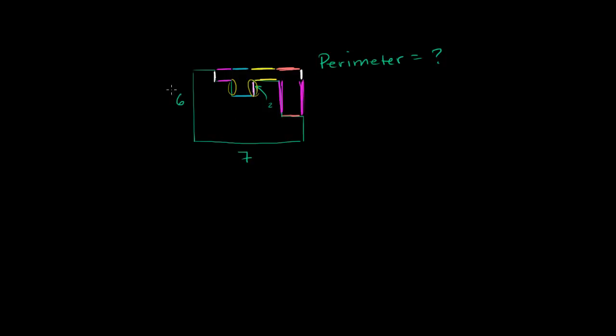So at least just counting everything else, I have 7 plus 6. Let me say 7 plus 6. All of these combined are also going to be 7 plus 7. And then all of these combined are also going to be 6 plus 6. And then finally, I have this 2 right here that I haven't counted before. This 2 plus this 2 plus this 2. And then we have our perimeter. So what does this give us? 7 plus 6 is 13, plus 7 is 20, plus 6 is 26, plus 4 more is equal to 30. And we're done.